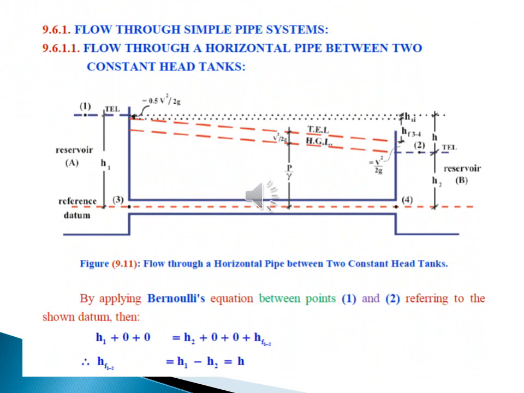Flow through simple pipe systems. The first one: flow through a horizontal pipe between two constant head tanks, as shown in the enclosed figure. By applying Bernoulli's equation between points 1 and 2, you can calculate the head losses between the 2 points, as shown in the enclosed equation.